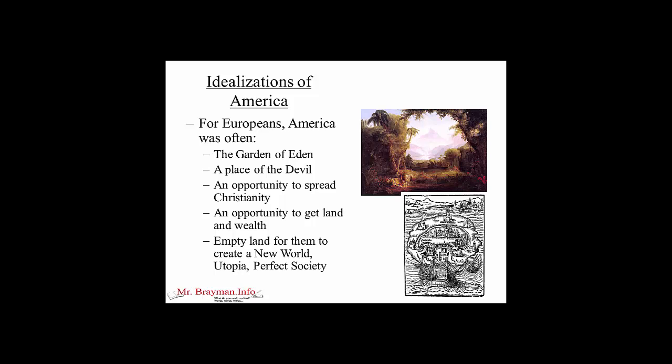They see America as a kind of Garden of Eden, a perfect place over there. Sometimes they saw it as a place of the devil. And we're going to see that when we get to The Crucible in our next unit, that very often the forest and the place out in the wilderness, that's where the devil lives. And the city where the churches are, that's where the Christians are, and that's where God is.